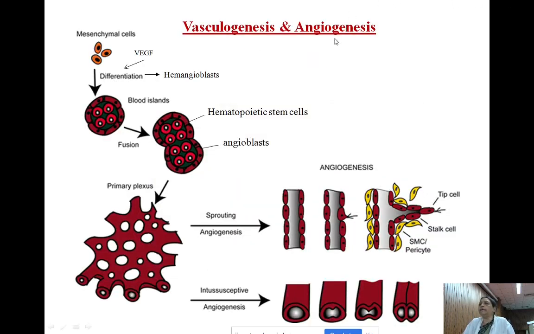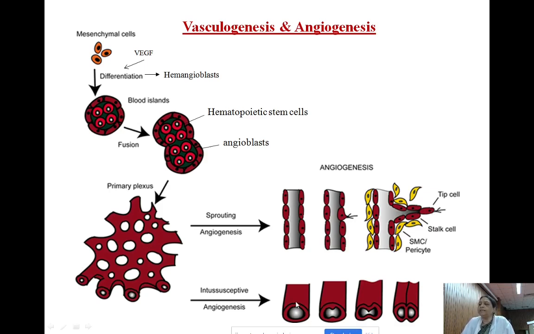Now, there is another process known as angiogenesis. From this primary vascular plexus, the other blood vessels are formed by two methods: either by the sprouting method or by intussusceptive angiogenesis. In the sprouting method, there is a tip cell, the leading cell, which comes out from the vessel, and other endothelial cells follow it, and a new vessel is formed.